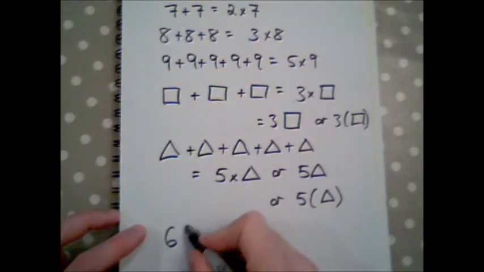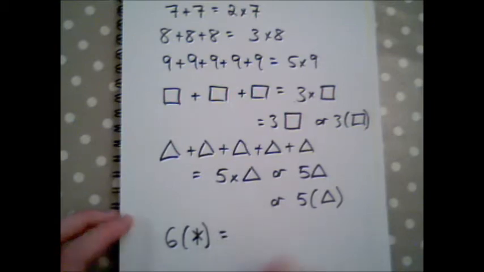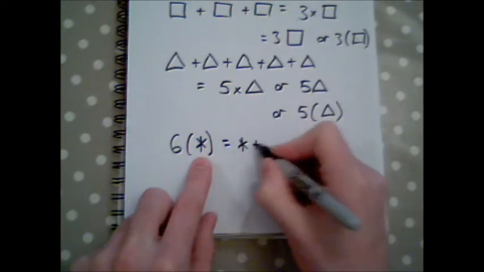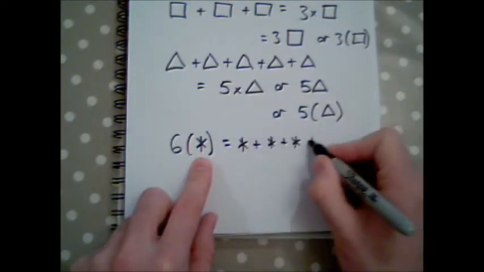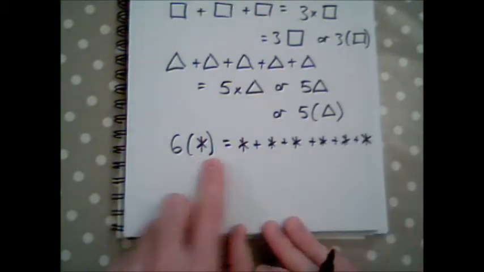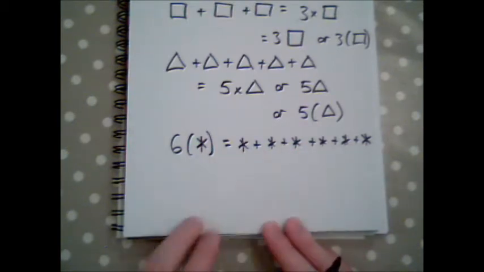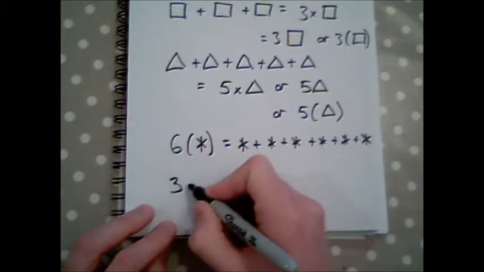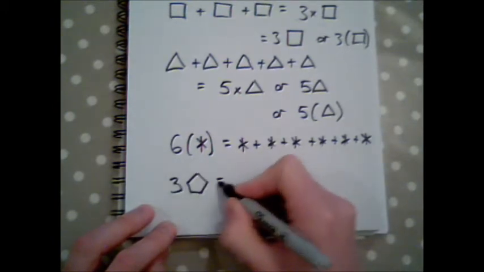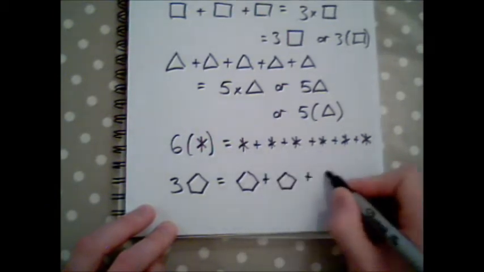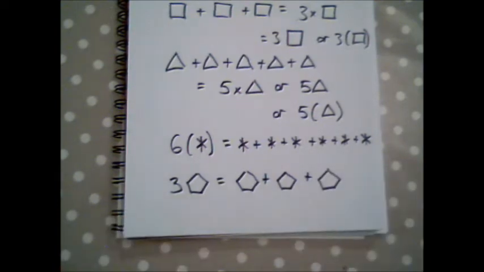Alright, so 6 times star is just going to be 6 of these. So star plus star plus star plus star plus star plus star. They just about fit in. So 1, 2, 3, 4, 5, 6 added together. Alright. 3 times, let's say pentagon, is pentagon plus pentagon plus pentagon. They're all meant to be the same. Okay, so that's the basic idea.